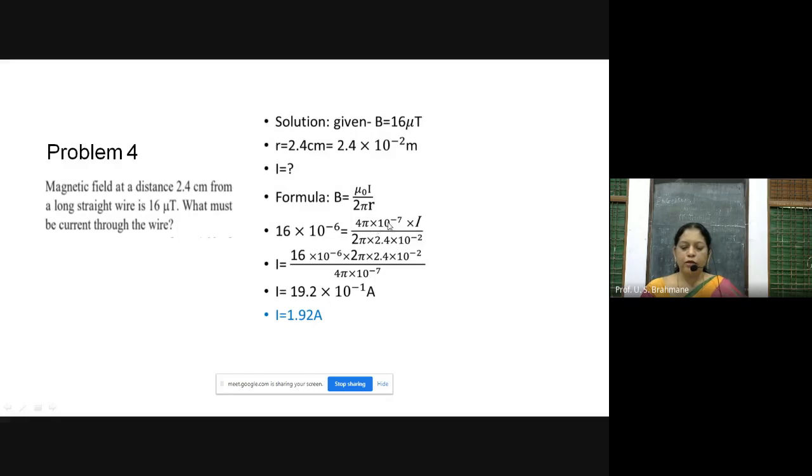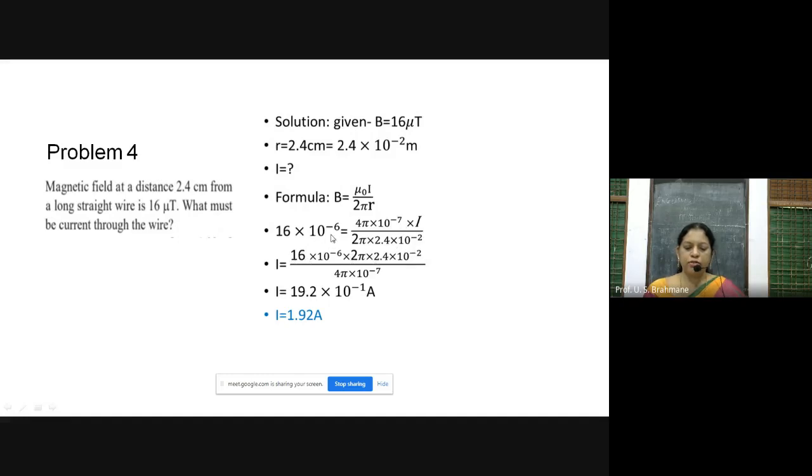So it is 4 pi into 10 raised to minus 7 into I divided by 2 pi R. Now what is R? 2.4 into 10 raised to minus 2. So we have substituted all the values. Now what is unknown? I is unknown. Take it on the right hand side, left hand side, and all the terms remaining on the right hand side. So it becomes like this.